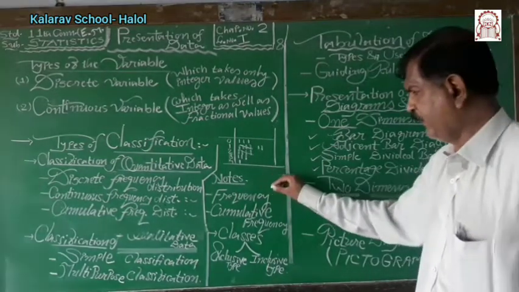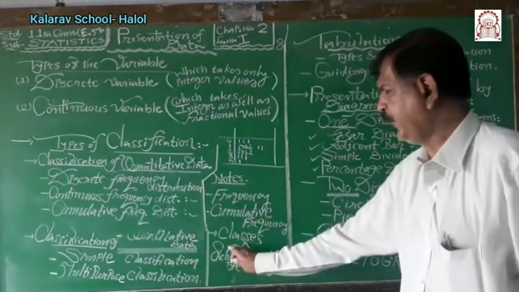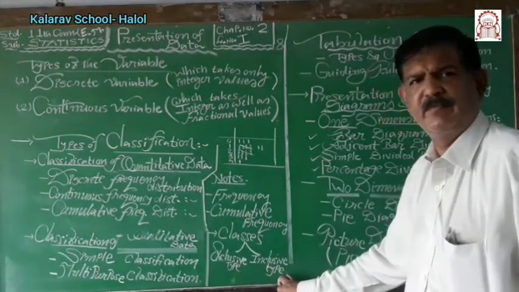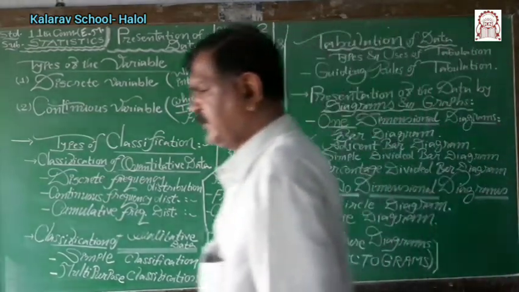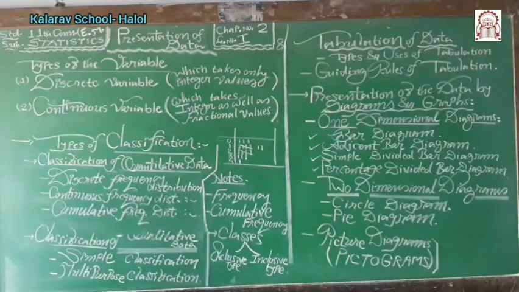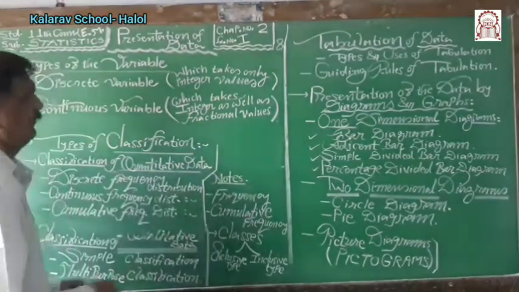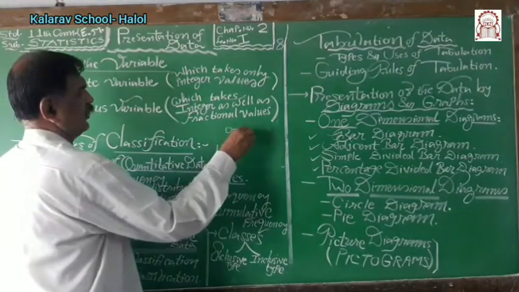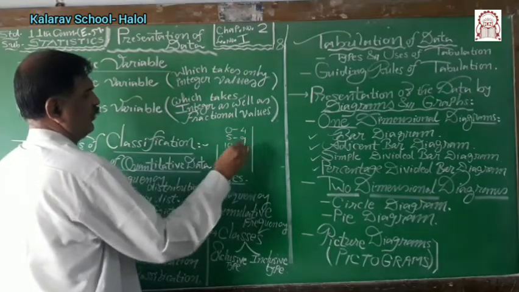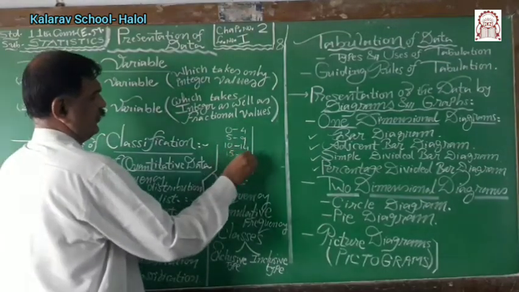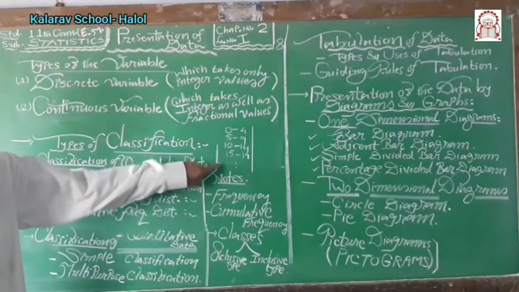This point should be noted. Frequency, cumulative frequency, classes. Classes are of two types, exclusive type and inclusive type. What are the exclusive type and inclusive type classes? Inclusive means both the limits are included. See this: 0 to 4, 5 to 9, 10 to 14, 15 to 19. These are known as inclusive type of classes.